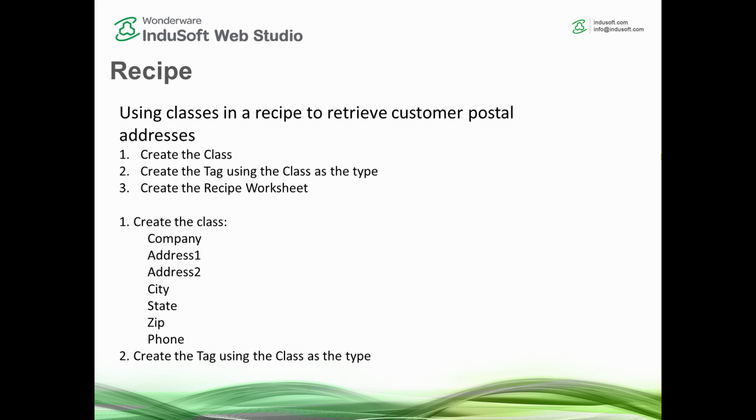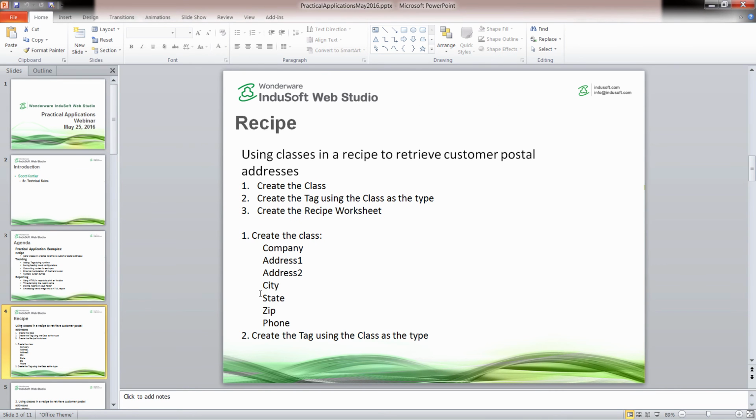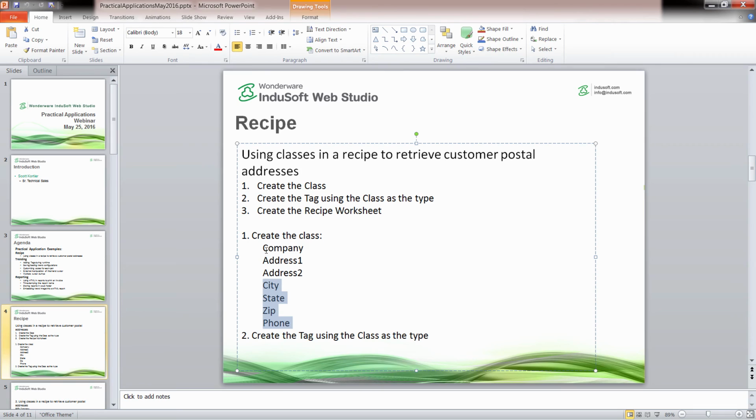And then we're going to create the recipe worksheet to be able to save and retrieve those and then develop a screen to be able to do that. So the first thing that we're going to do is create this class. I'm going to get out of the presentation mode of this PowerPoint and back into the development slide so I can actually copy this. So this is going to be the company address, city, state, zip, and I'm going to copy that.